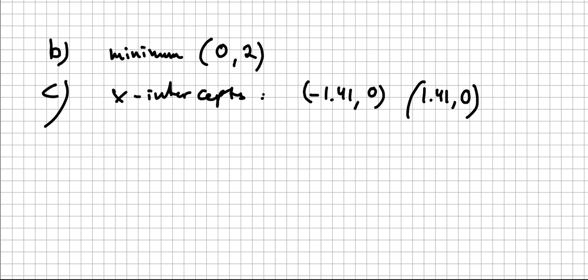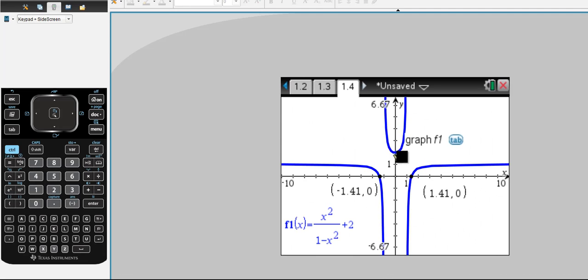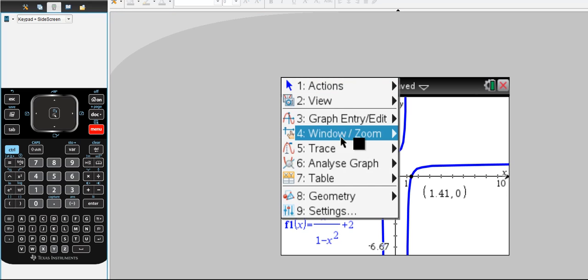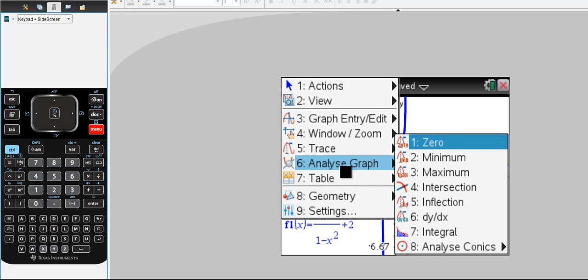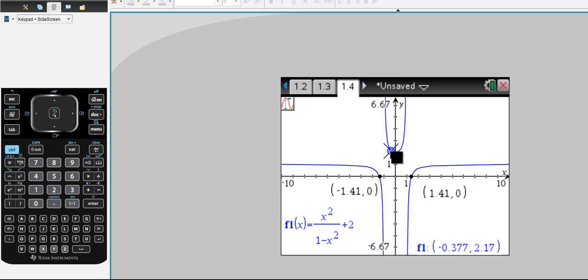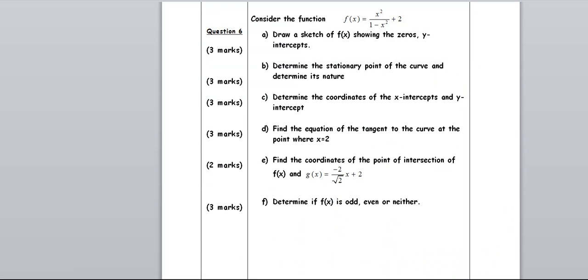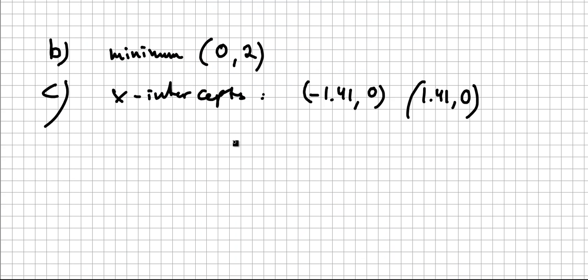Okay, and now we have to find the y-intercept. So we're just assuming that it's going to be 0, 2, but to be sure, let's find out. Let's do the trace, graph trace, and then y-intercept stops there, and we have the answer down here in the corner, so it's 0, 2. So y-intercept 0, 2.